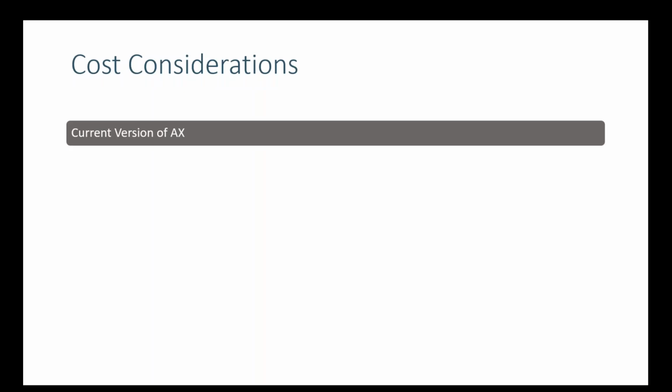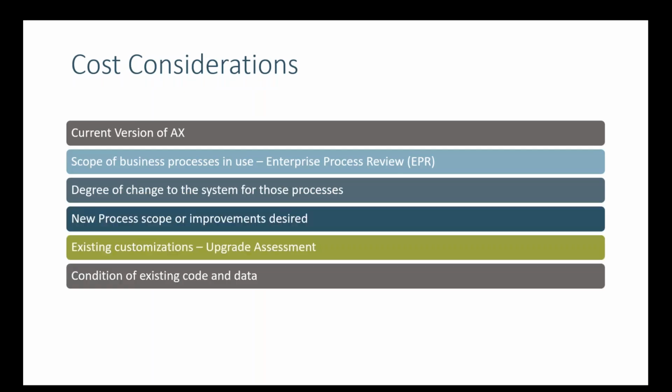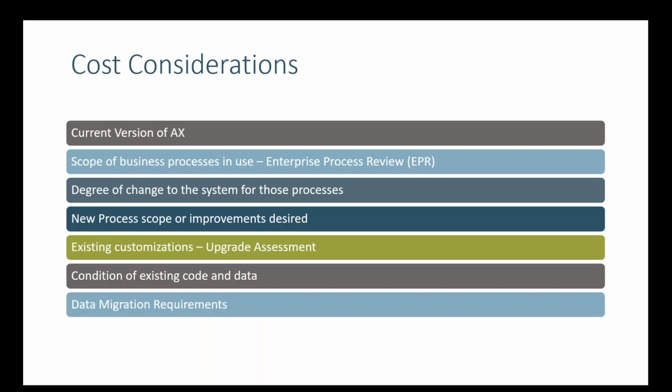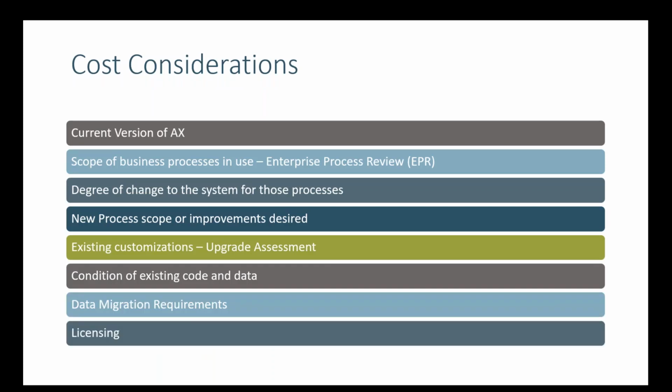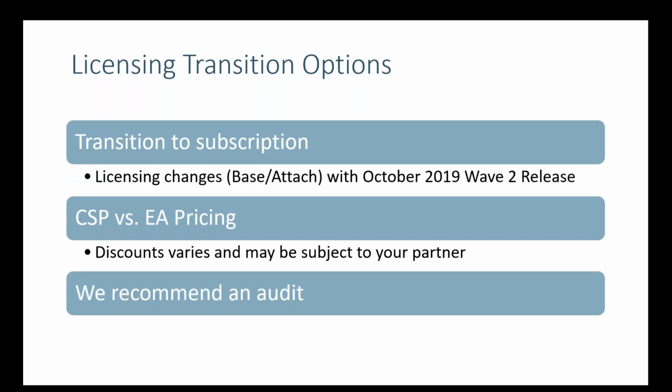So a couple last things I just want to cover here is obviously some cost considerations that you need to think about as we go through this process as well. Meaning that the current version of AX that you're on is going to impact that cost. The scope of the processes that you use affects that cost. The degree of changes that you've done to those processes affect it. The new scope that you want to introduce, the existing customizations, these are all areas that you should really be considering as part of your upgrade plan. And they're topics that we can absolutely talk to you about and assist you with to be able to really drive that.